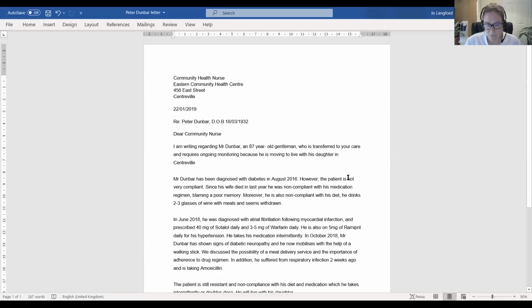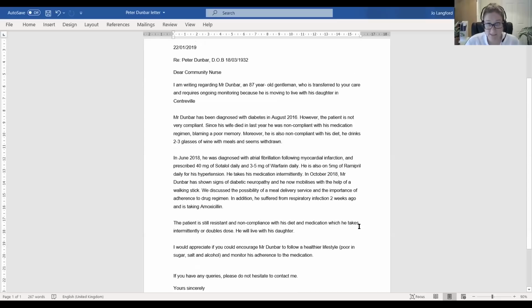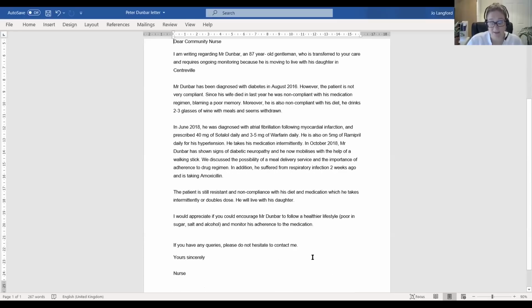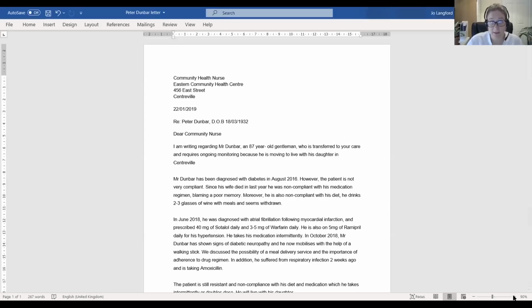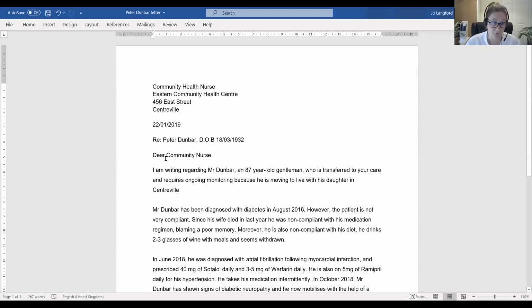So first of all, I'm going to have a look at the letter, and it looks well presented. I think the letter layout is correct. You've got here the right format of the address and date. You've got the reference here, and you've got the correct salutation, Dear Community Nurse, and Yours sincerely, Nurse. So I think that's all fine. If you don't know the name of the recipient, you would write the job title if you've got it. So Dear Community Nurse is appropriate.